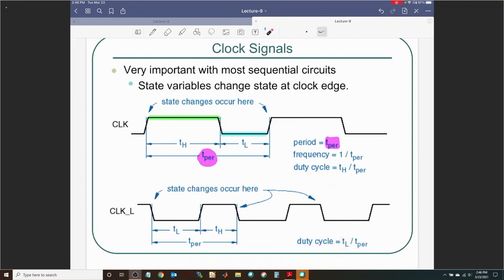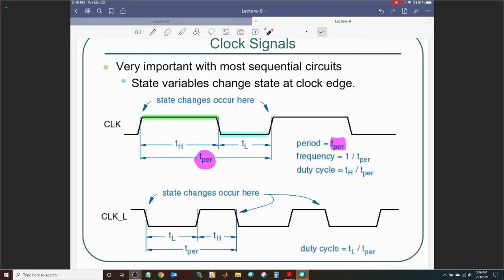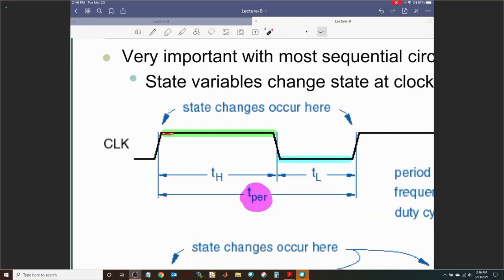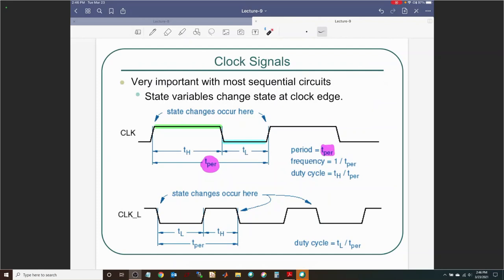Right, so let's go back and look at where that state change occurs. So we are saying, let us not be sensitive to the high level or the low level. Let us try to be sensitive to the edge, low to high or high to low. So the state change for the flip-flop occurs as the clock is going from low to high versus high to low. Right, those are the times when it is changing the state.